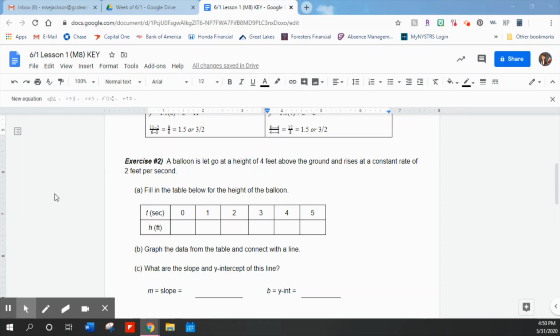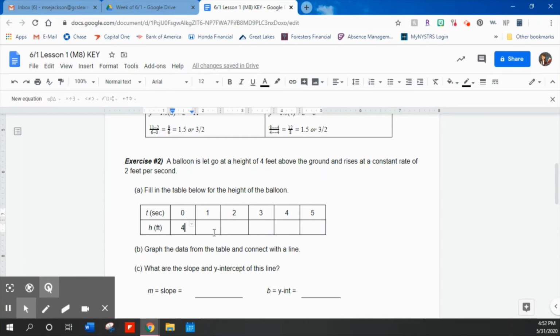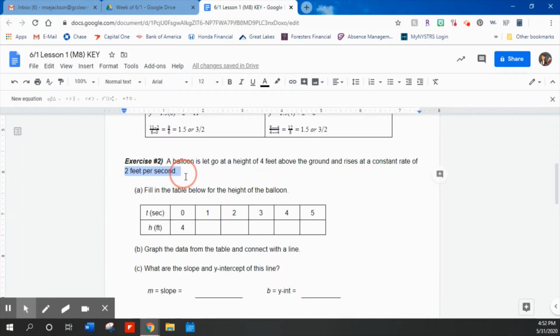So before we are letting go of the balloon, when the time is 0, it's already at 4 feet above the ground. After 1 second, we are now increasing by 2 feet per second. So 4 feet, we're already there, and then 2 feet per second. So now we're at 6. And we go to 8, 10, 12, and 14.